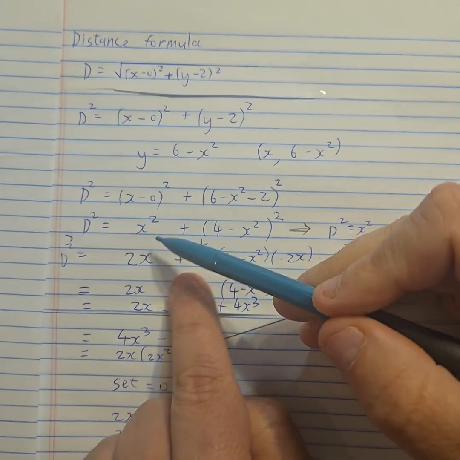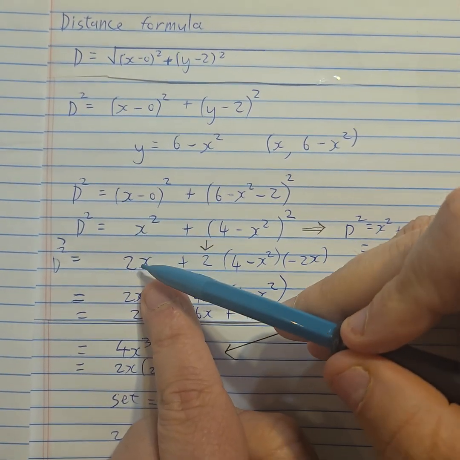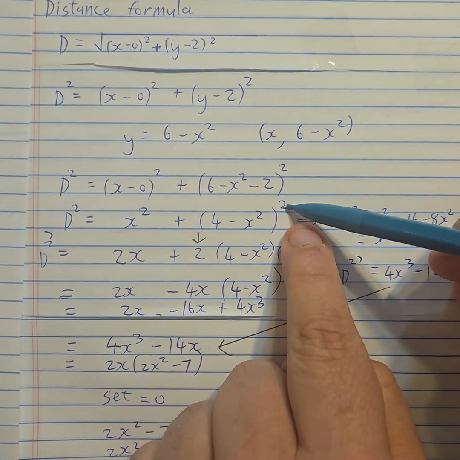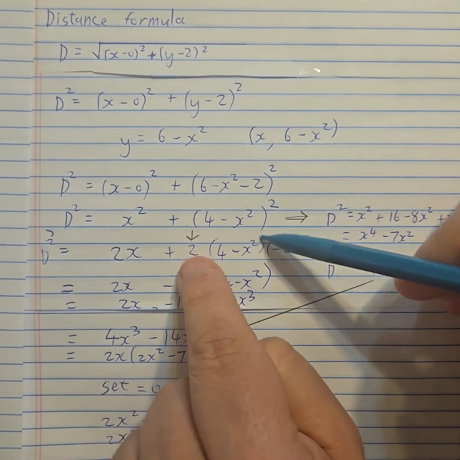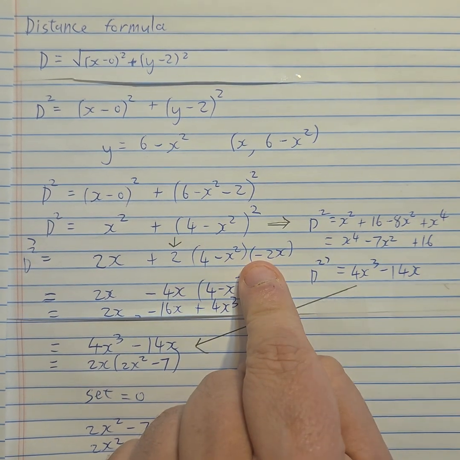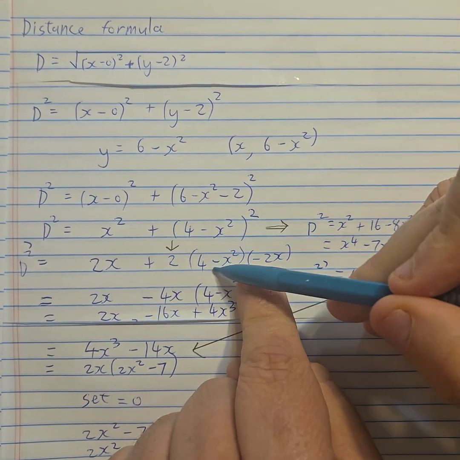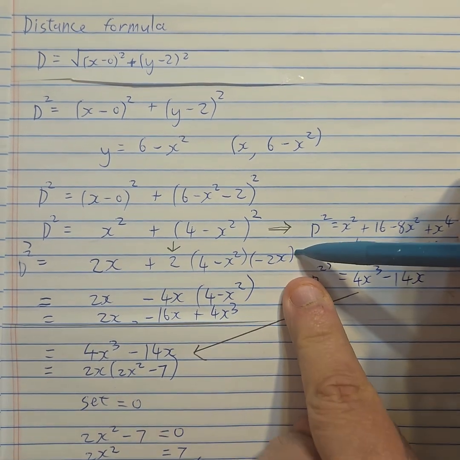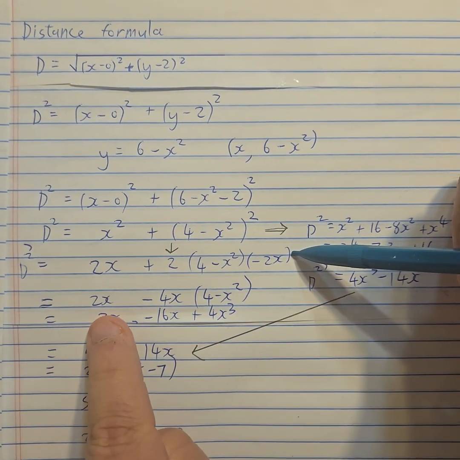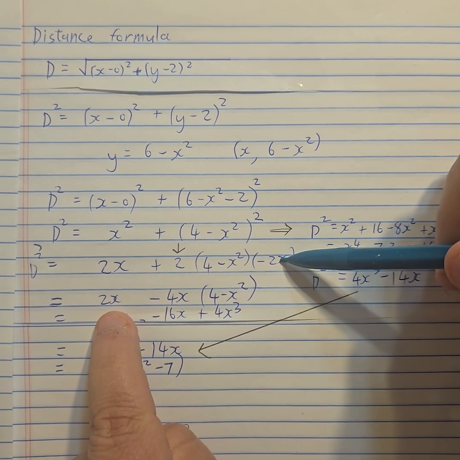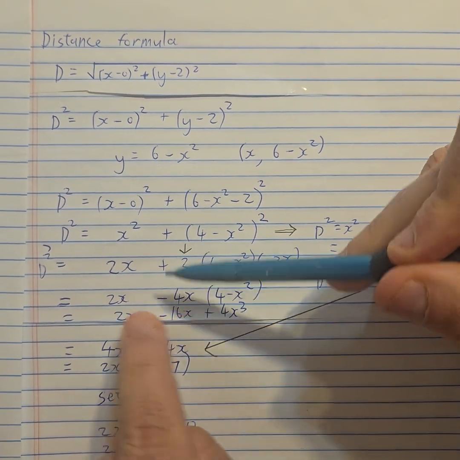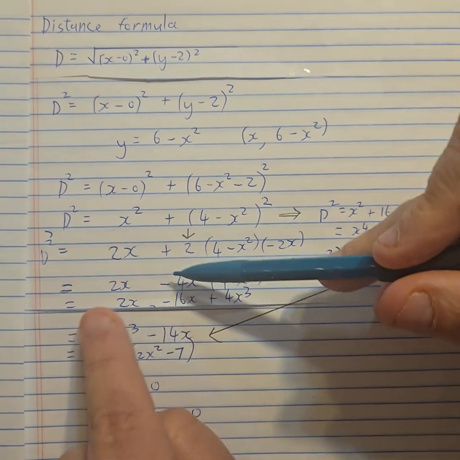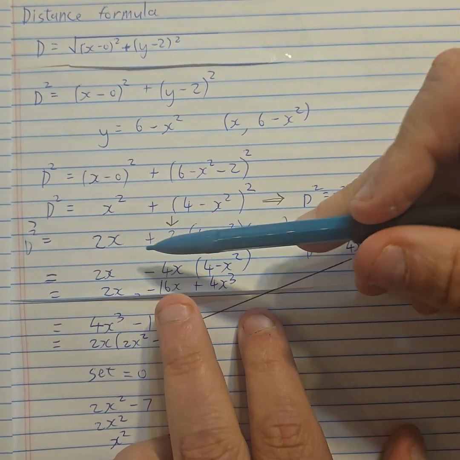The derivative of x squared is 2x. And we have a bracket to the 2, so it's the chain rule: 2 times the bracket to the 1, I don't have to write that 1 in, times the derivative of the inside, which is minus 2x. And now we just simplify. I rewrote that 2x. Minus 2x times 2 is minus 4x times this bracket. And now we multiply this bracket to simplify.